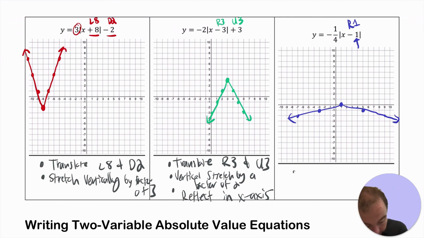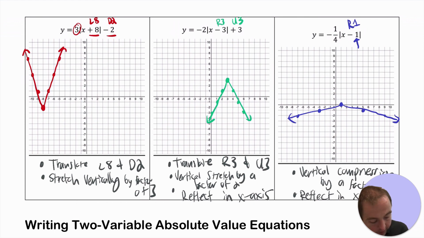And then finally, for the very last one, this one actually did have a vertical compression, because 1/4 is smaller than 1, so it's a vertical compression by a factor of 1/4. And then the negative also tells us that we did also do a reflection in the x-axis, and then there was just a 1 unit translation to the right.